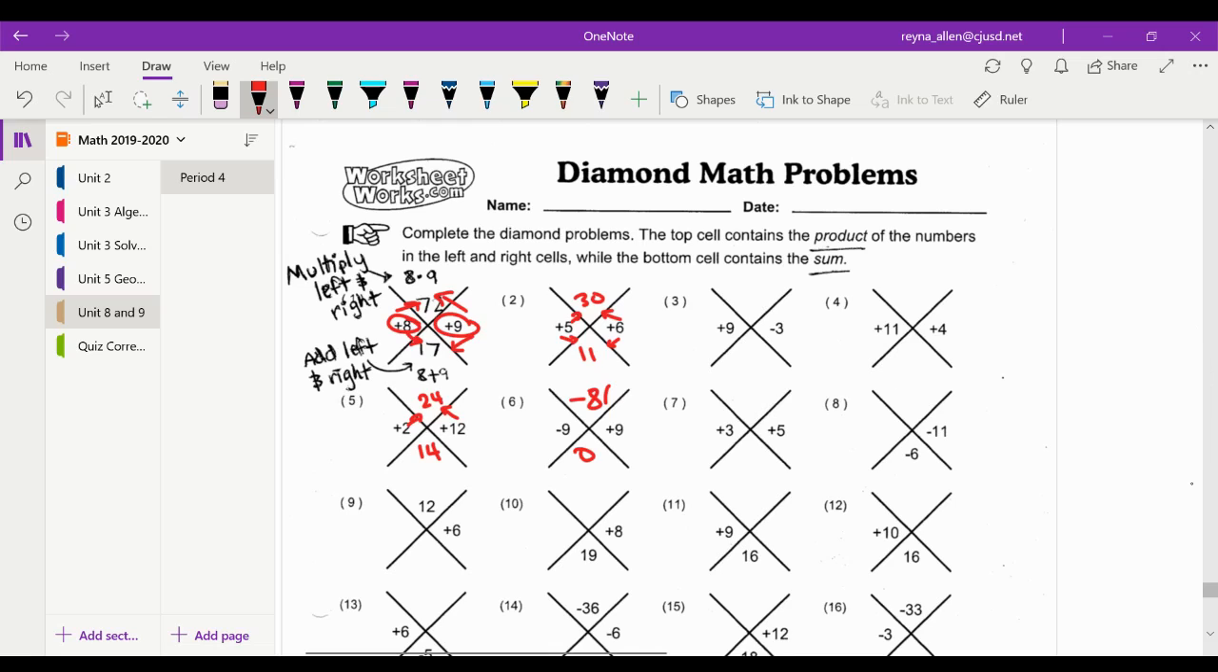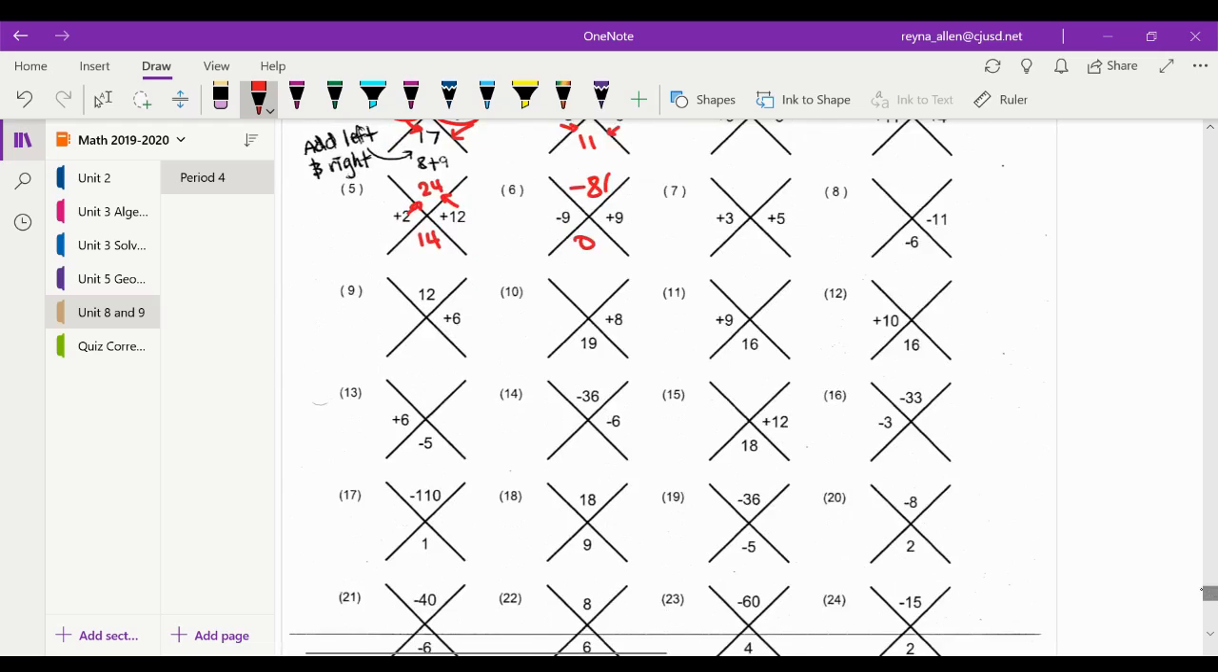Let me scroll down. Okay, now this one is different. It doesn't give me the number on the other side, but I know that they need to multiply to give me the number on the top. So that means 6 times something is going to give me 12. I know that 6 times 2 is 12. And they both need to be positive. Now I add, and that gives me 8. Okay, now this one, something plus 8 equals 19. That would be 11. And then now I can multiply those two to give me 88.